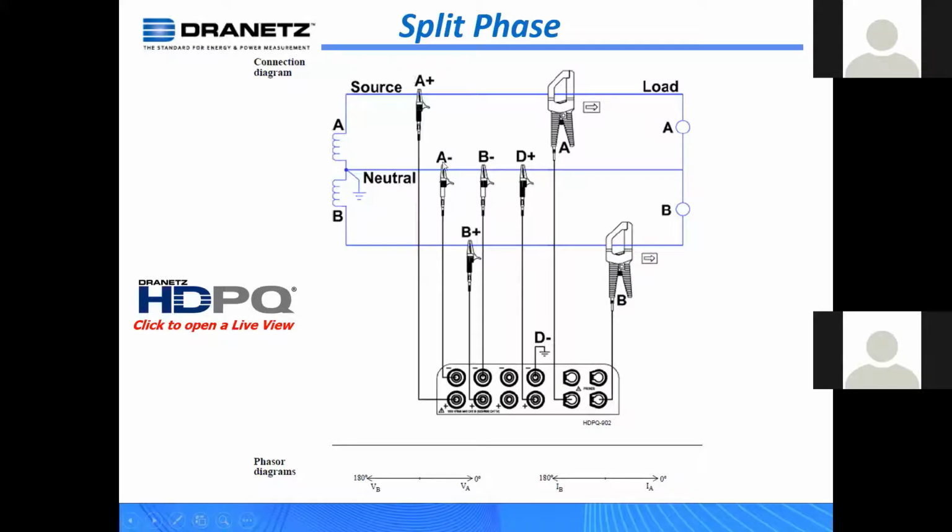So we're measuring A to neutral for the A phase, B to neutral for the B phase. Again, here's our neutral to ground, which we're not going to spend much time on. So that phase relationship is exactly the same as we spoke about for single phase, except the B phase is 180 degrees out from the A phase.